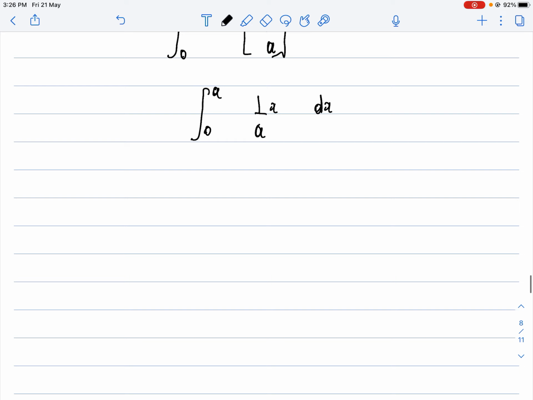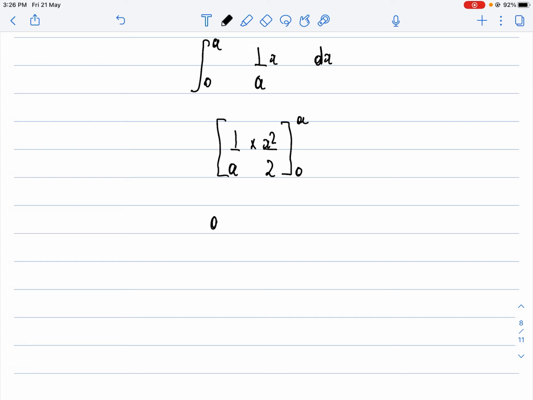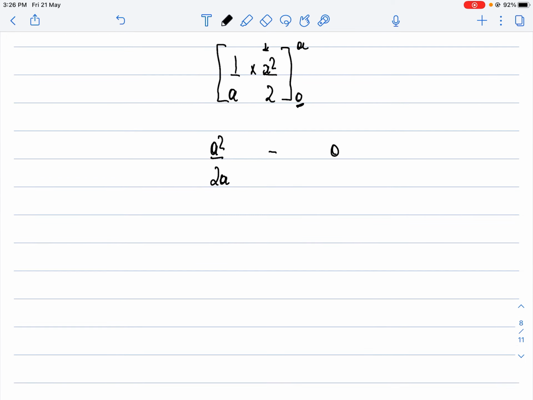So this integration will basically be 1 over a into x squared by 2 with the limits 0 and a, correct? So now I can write this as a squared by 2a, minus 0, because when I put 0 in the place of x, this whole thing will become 0. Now a squared over 2a is simply a over 2, which is my E of x in terms of a.